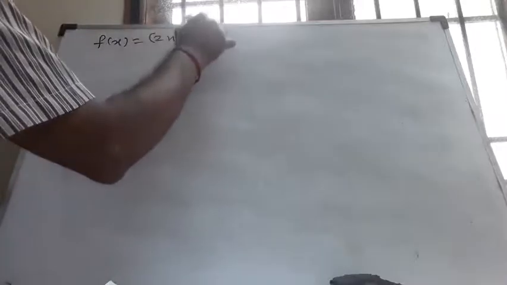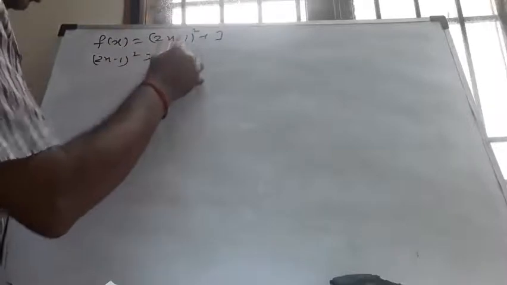In this video presentation, I'll continue with some more problems on maximum minimum. Just take a simple example: f of x equal to (2x minus 1) whole square plus 3. Find the maximum or minimum values, if any, for this particular function. That is the question given.